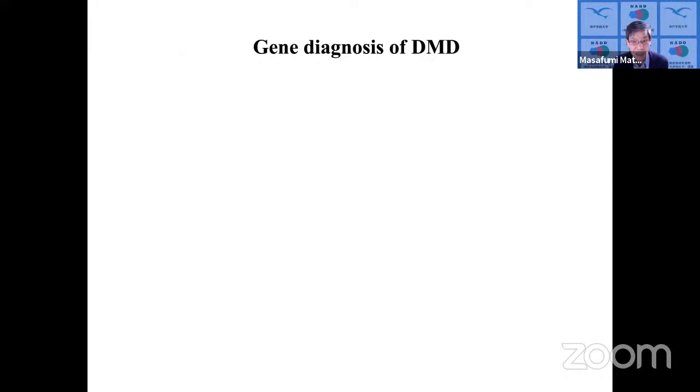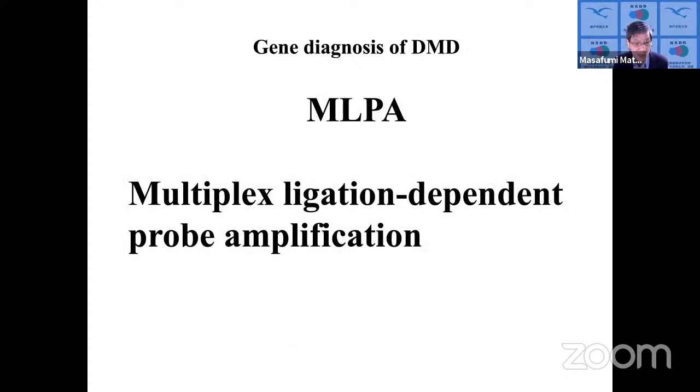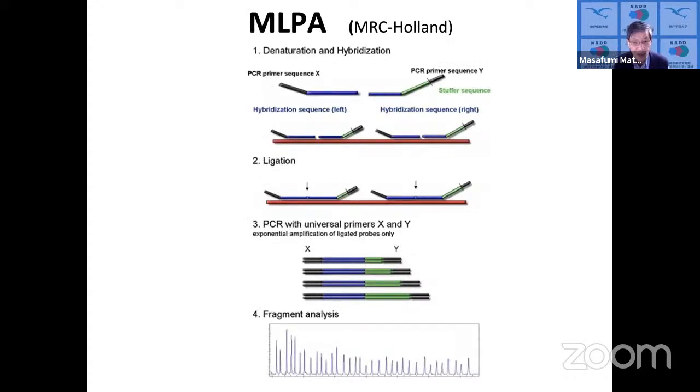Gene diagnosis of DMD now can be done by MLPA, which is an abbreviation of multiplex ligation dependent probe amplification. This slide shows the basic principle of MLPA. Principle is the PCR amplification of DNA. In the case of the DMD gene, the gene has 79 exons. So we need to examine the 79 exons by PCR. MLPA uses only 2 PCR reactions to examine 79 exons. And by that, we can diagnose exon deletion in DMD case.